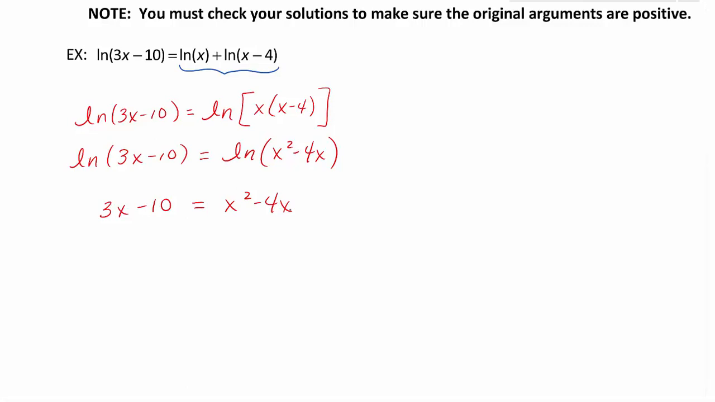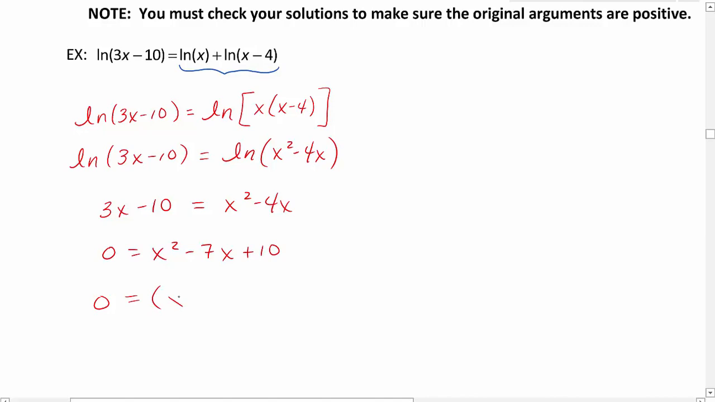So I'm going to put all my terms on the right. 0 equals x squared minus 7x plus 10. This factors nicely. x minus 5 times x minus 2, giving us solutions x equals 5 and x equals 2. But remember, we've got to do a quick check with our solutions in our original argument.